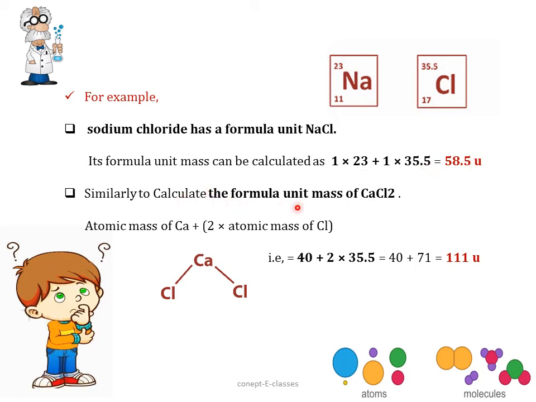Similarly, to calculate the formula unit mass of calcium chloride, we calculate it as atomic mass of calcium plus 2 into atomic mass of chlorine. That is, atomic mass of calcium is 40 plus 2 into atomic mass of chlorine, 35.5, which is equal to 40 plus 71, which is equal to 111 u. So in this way we can calculate the formula unit mass of different compounds.